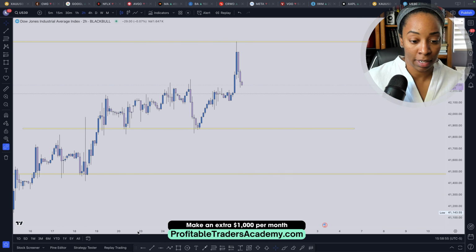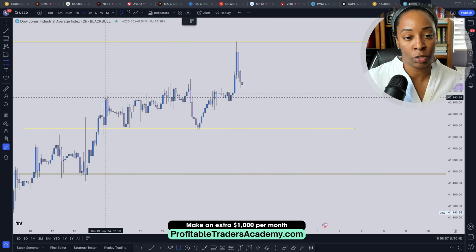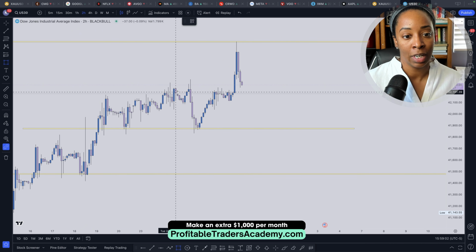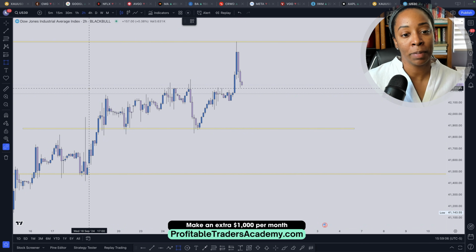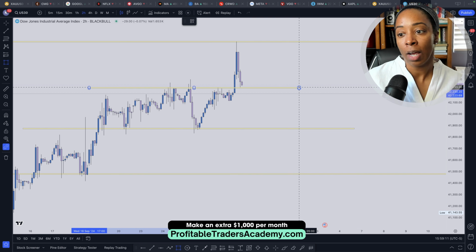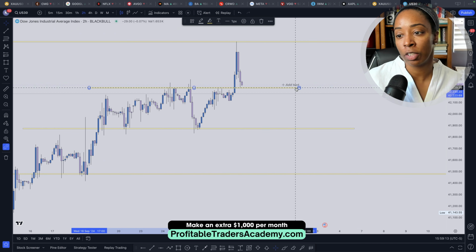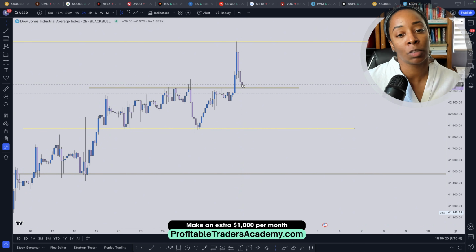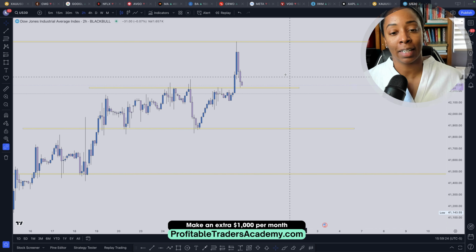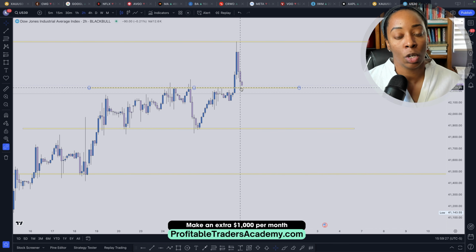One thing I'm seeing, and I do want to draw another zone, is a lot of rejections in this zone. We can see it here, here, and here. So I want to find the line of best fit, and let's just say it's right here around 42,230. I want to have the zone drawn, even though the market is open for another 30 something seconds, I want to have this level drawn off.